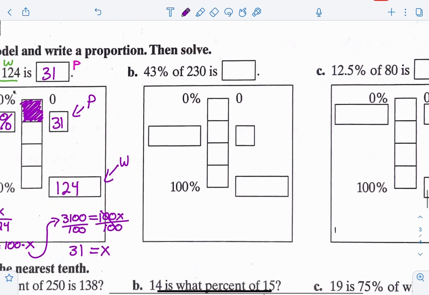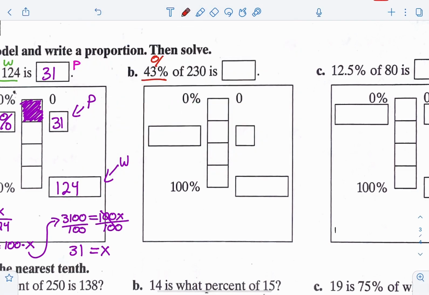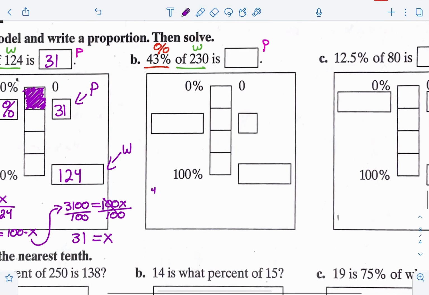Okay, so we have 43%, so that is our percent. We have of 230, so that is our whole, and we don't know the part. So to set this up, we have 43 over 100 equals x over 230, because we don't know our part, and that's over our whole. Now we're going to do our cross products.